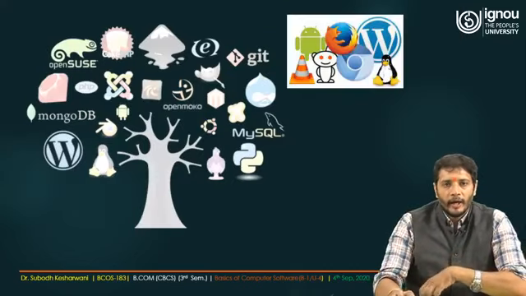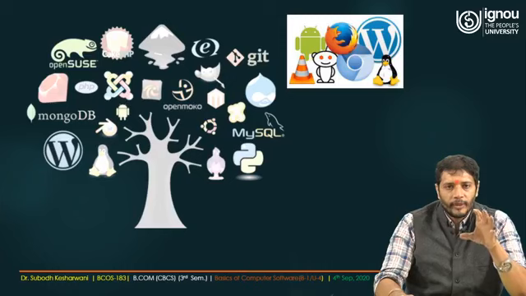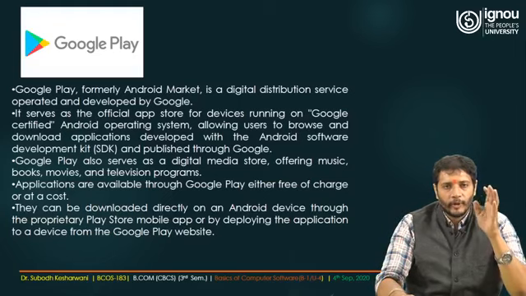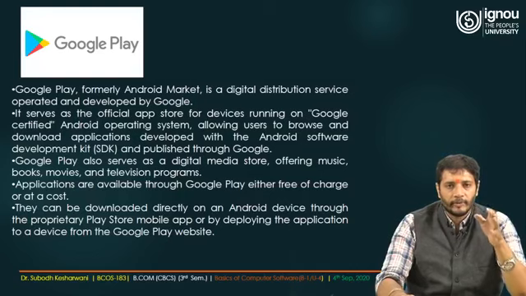So if you see more about MongoDB and other things, these are certain open source software. WordPress is there, then openSUSE is there, then Python is there, MySQL is there, which is used for the database and other things. And Google Play is one of the important steps in this direction, because it is a digital distribution service operated by Google. It serves as the official app store for devices running on the Google certified Android operating system, and anybody can download directly on the Android device through the proprietary Play Store mobile app, or by deploying the applications.